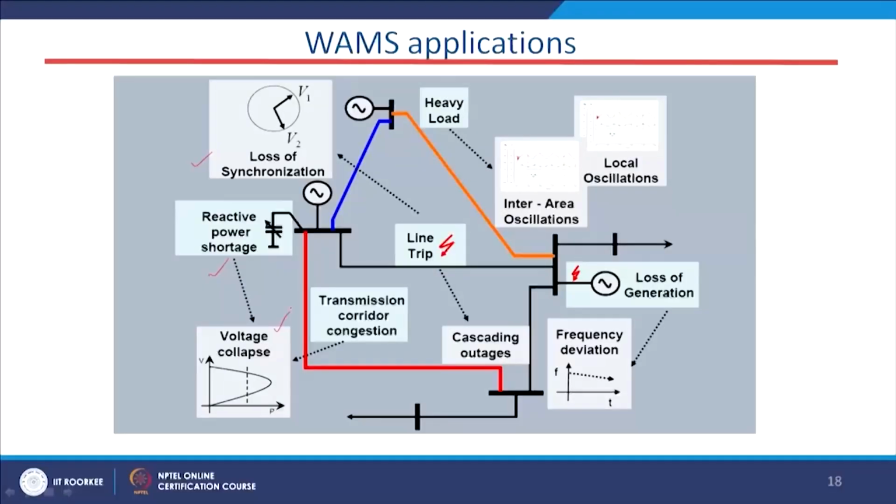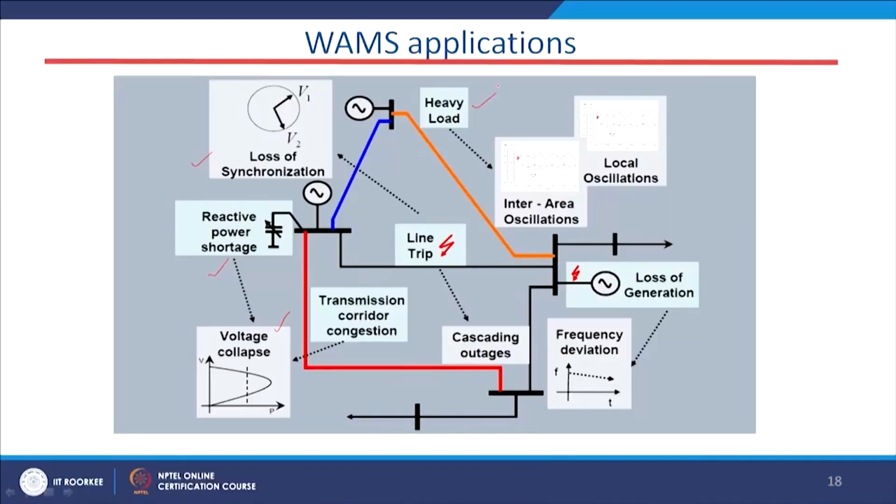Now, we also have reactive power shortage. If at a particular bus we do not have sufficient reactive power to maintain the voltage profile, we can send a control command from the control center to enhance the reactive power supply by switching on certain reactive compensation devices, and that is quite possible using this WAMS technology. Also, by monitoring the voltage profile of each bus in real time using this WAMS technology, we can see whether it is going to collapse at certain buses in the network. That is voltage collapse status.